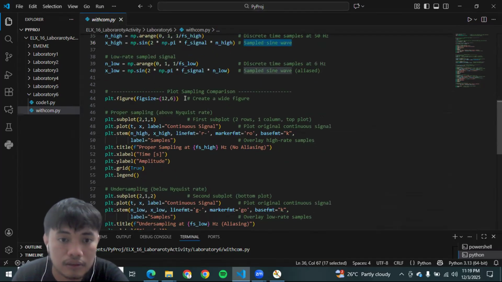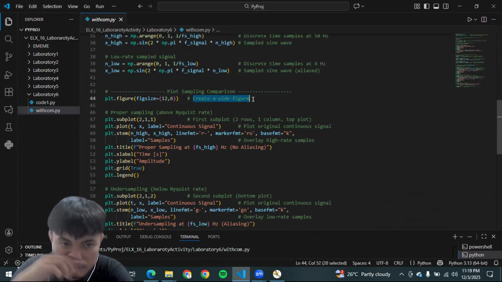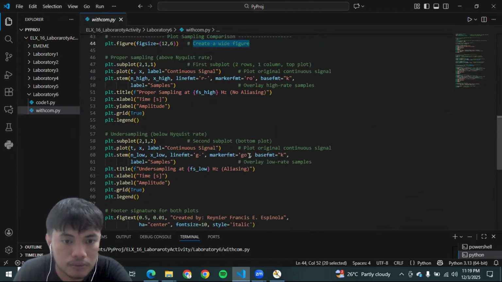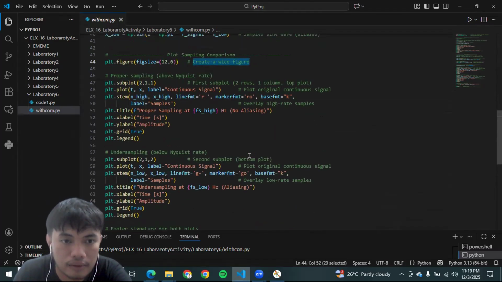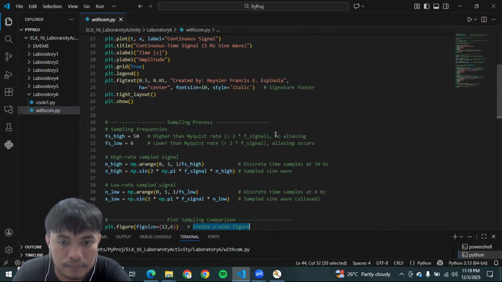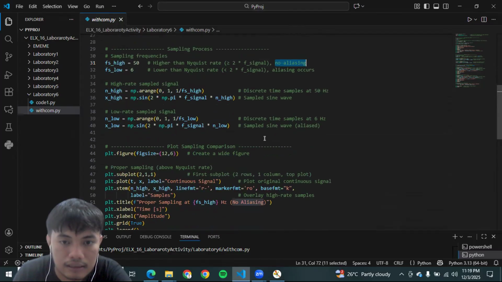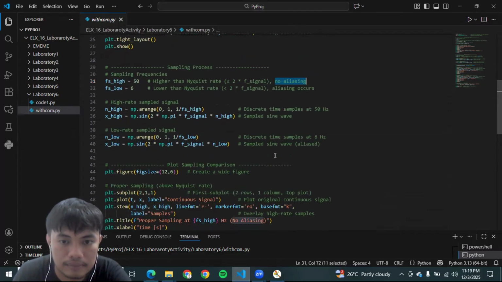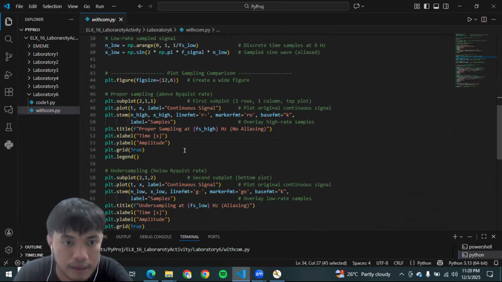So for the figures, we have a font size of 12 and 6 and create a white figure. So, ayan, pwede natin i-compare yung dalawang plot natin, which consists of the signal that has no aliasing and the signal that has aliasing. Does aliasing occur? Okay, makikita natin.